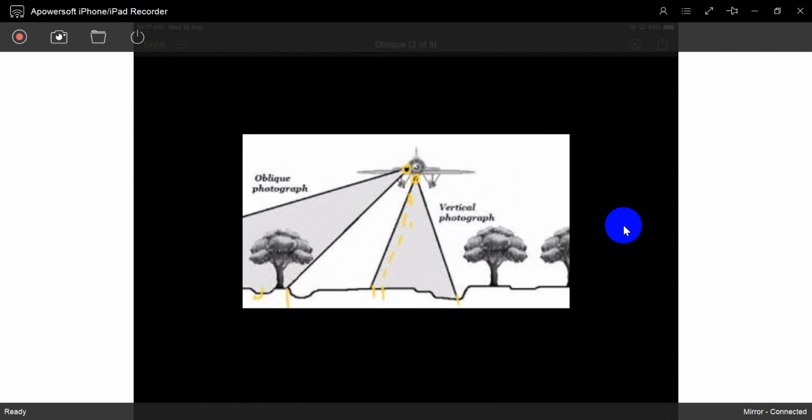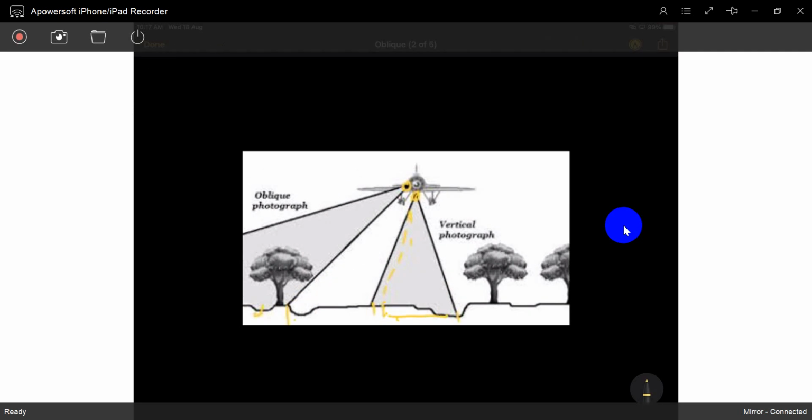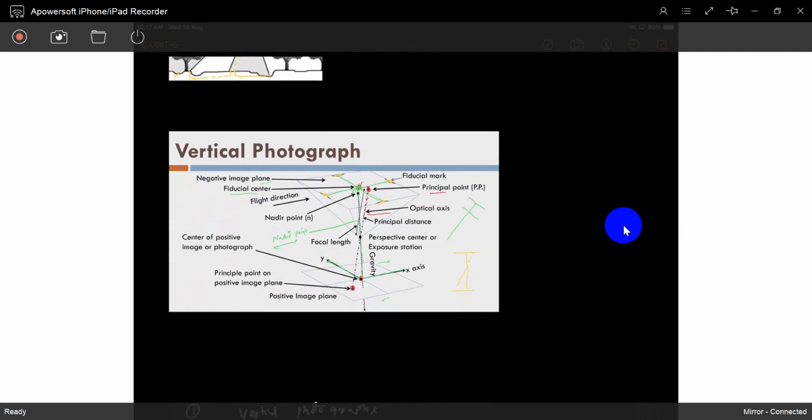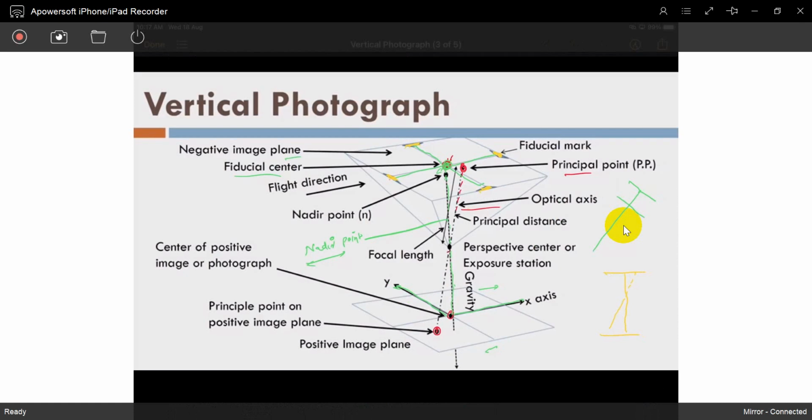So see this picture, it is a vertical photograph. It is a low oblique, and this is a high oblique image. We will get more information later. See, this is a positive image plane, and this is a negative image plane. In reality there is no positive image plane, we just took the exact focal length. This is also the focal length, and this is also the focal length.